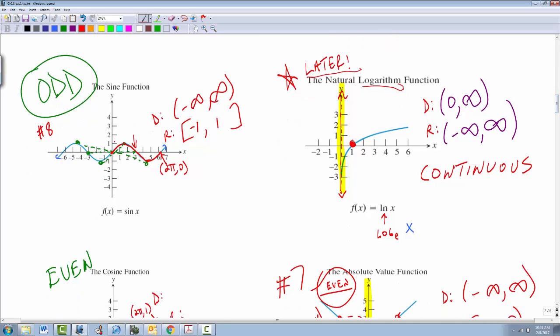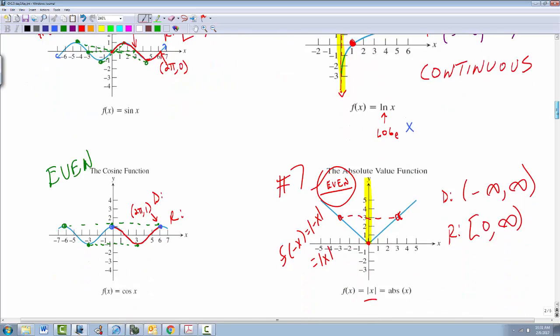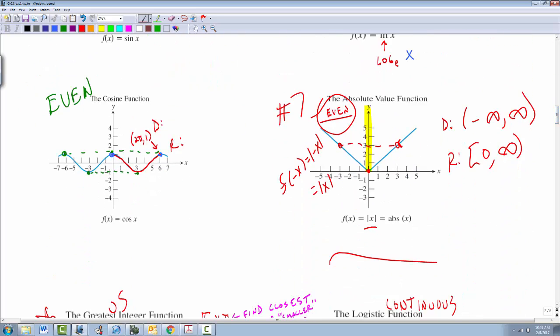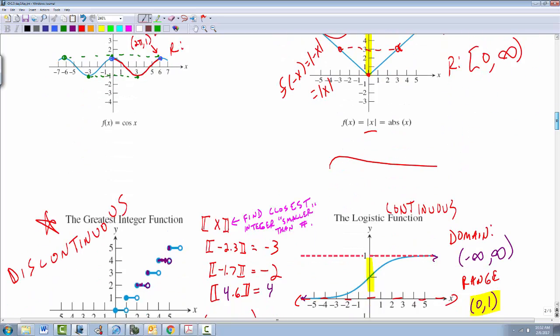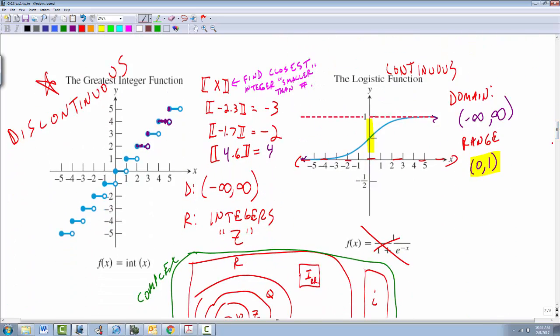Remember, sine is two bowls, bowl, and it's odd. Cosine is the Karate Kid. Hee-yah! Karate Kid. Absolute value functions are a V. And then these two weird ones.